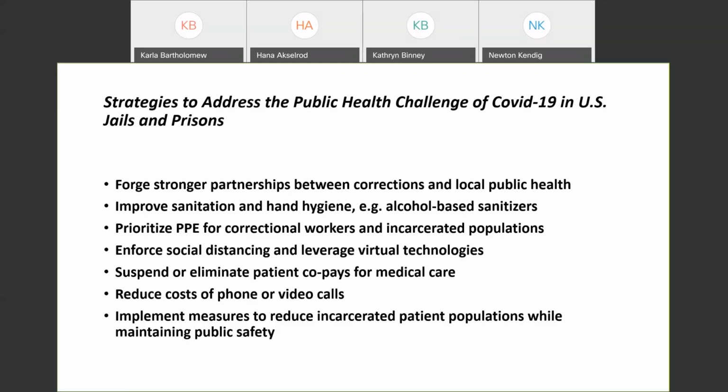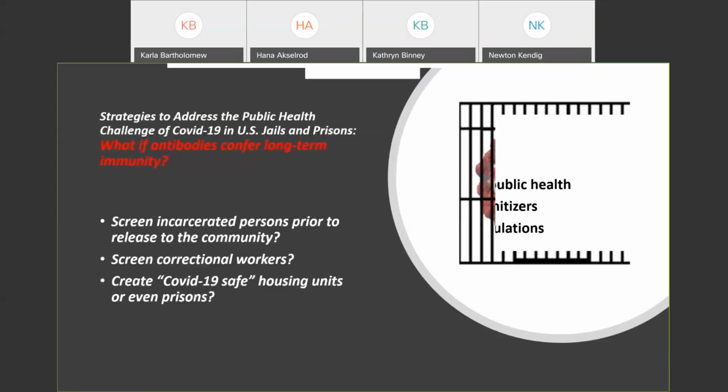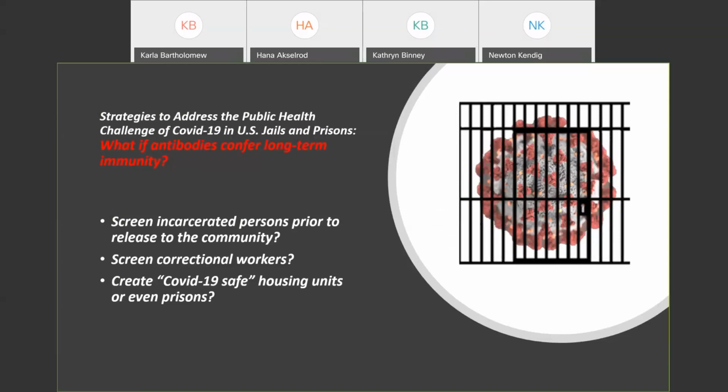But I'd like to close with, I think, two of the more provocative questions that corrections will be facing in the very near future. The first has to do with antibody testing. As we have more availability for antibody testing and hopefully better sensitivity for these tests, and if we find that they actually confer long-term immunity, which we just heard from Dr. Axelrod is not certain, but is certainly a possibility, it just raises very interesting questions for corrections.